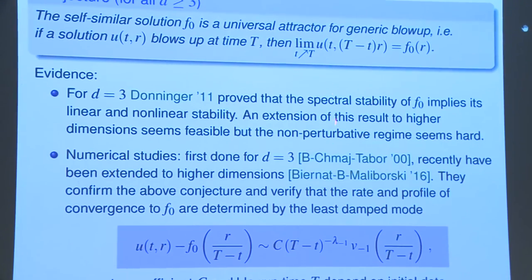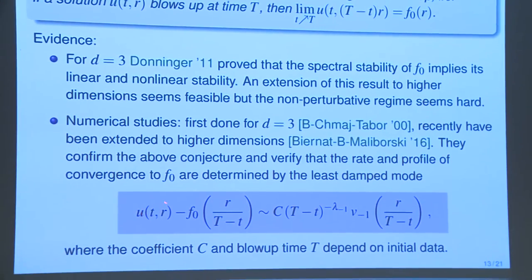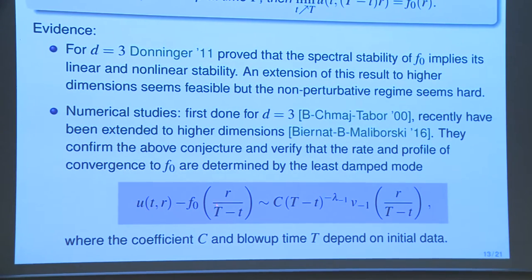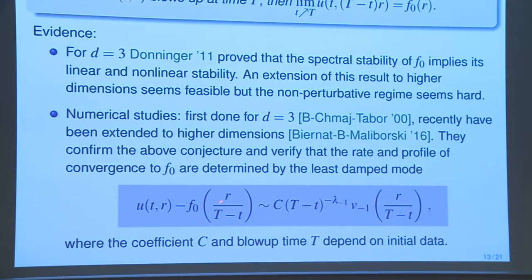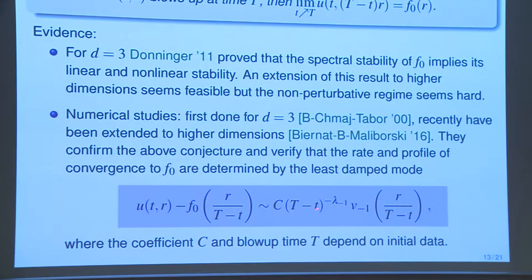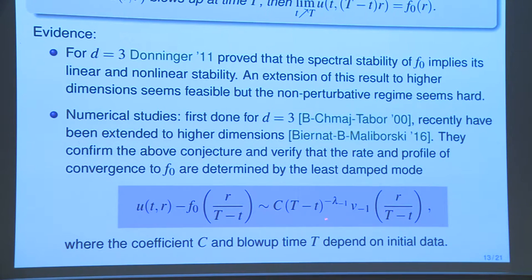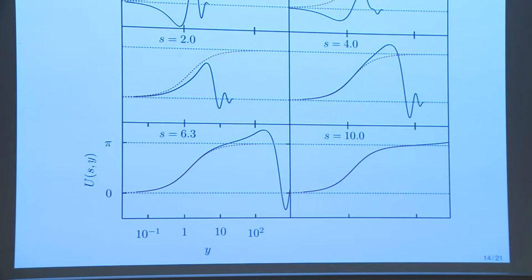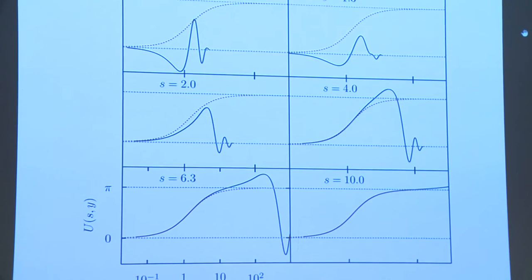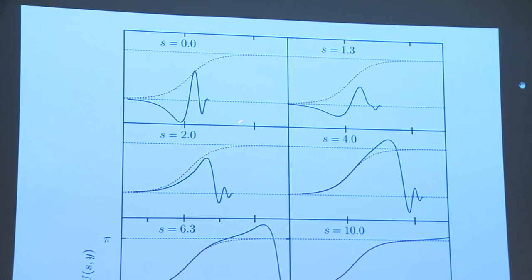This tells a little bit more, because it says that the dynamical solution approaches this self-similar profile exactly with the rate dictated by the least damped mode, which is here. The coefficient, of course, depends on the initial data, and the time of blow-up depends on the initial data. So this is numerical evidence for that. So we see what we see here.